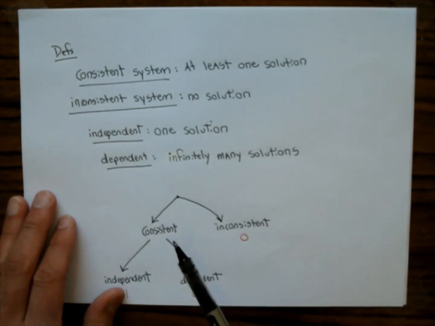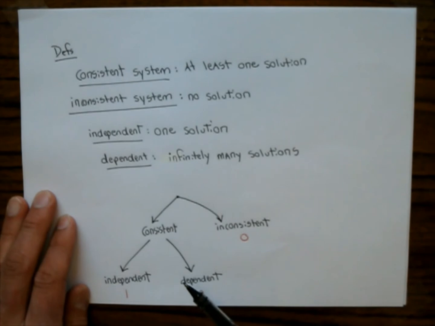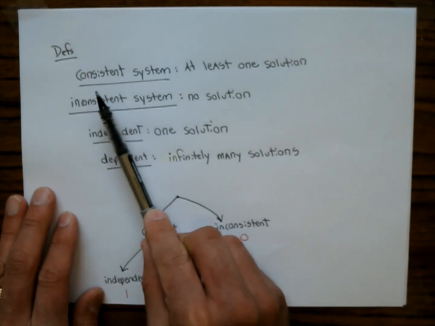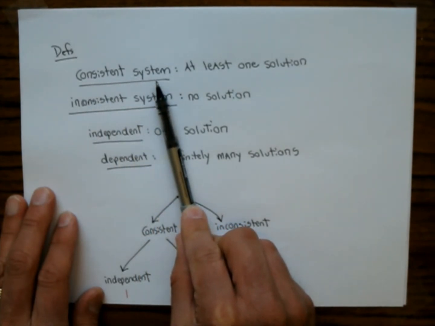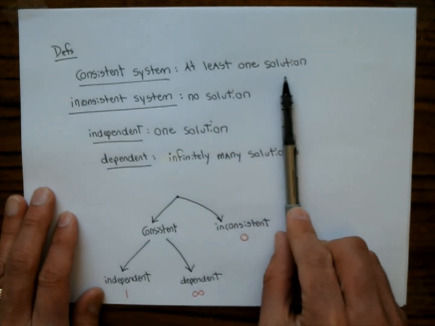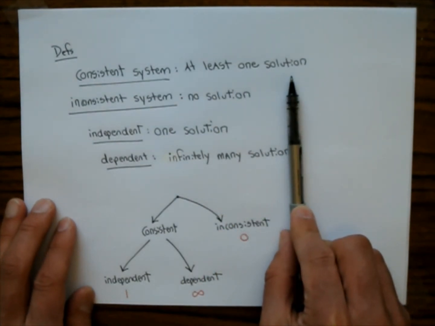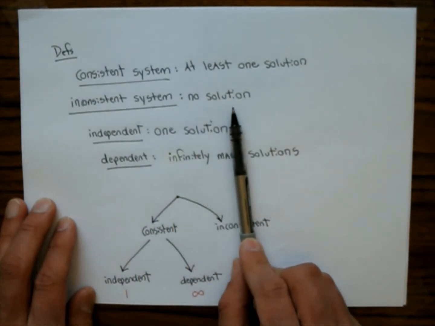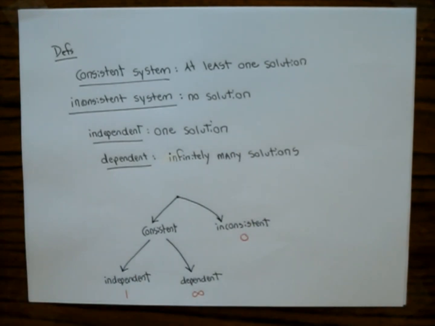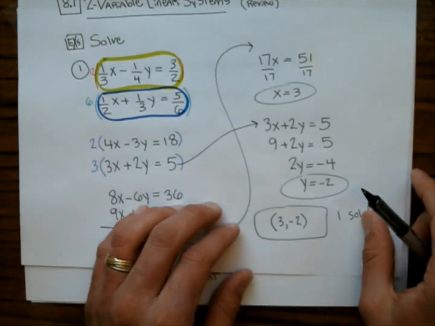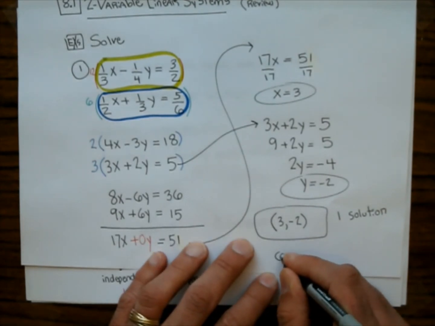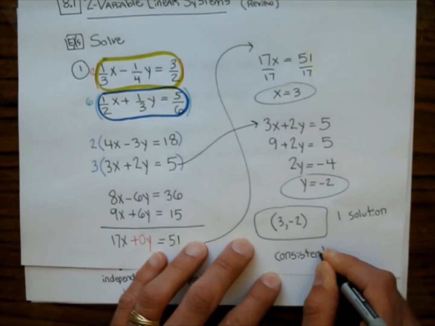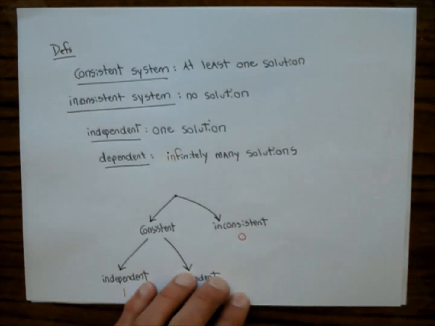So the definition. Now, don't get overwhelmed with this, but we do have to classify our example, and that's what they'll ask us to do. A consistent system means that there is at least one solution. An inconsistent system means there's no solution. So on ours, we had one solution. Our system here is called consistent. Okay, let's get back to these definitions.